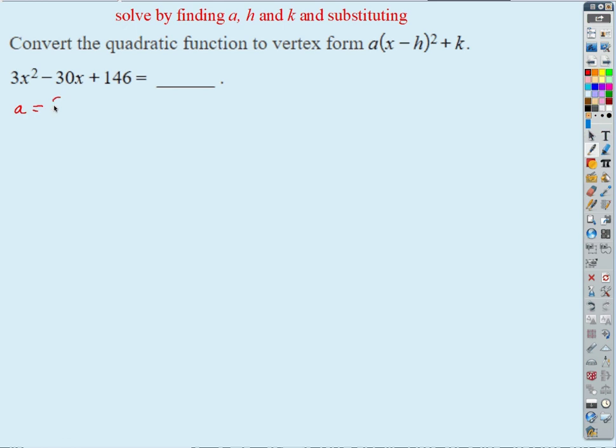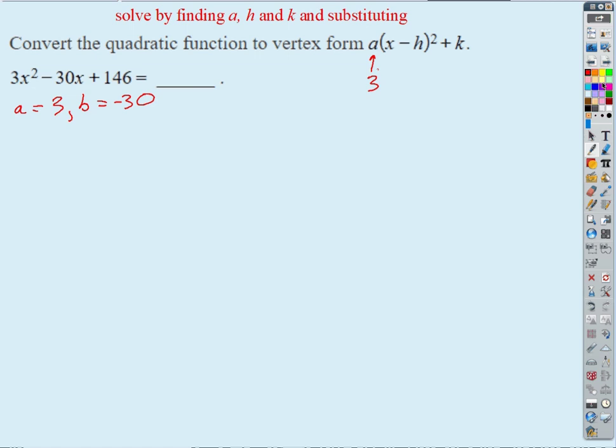What's a? 3. Negative 30 and 146. Negative 30, and c is, who cares? We don't need c. We just need a and b, right? So we already know that I'm going to be plugging a 3 in for a. One of the 3 parameters, we already got a number, okay?